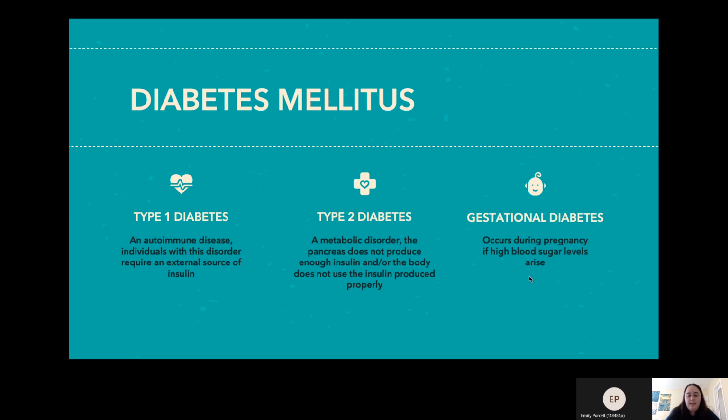The next type of diabetes is gestational diabetes, which occurs during pregnancy if high blood sugar levels arise. So you can develop gestational diabetes during pregnancy, and then after delivery, it usually goes away. But having that gestational diabetes during your pregnancy can be a precursor for developing type 2 diabetes later on.